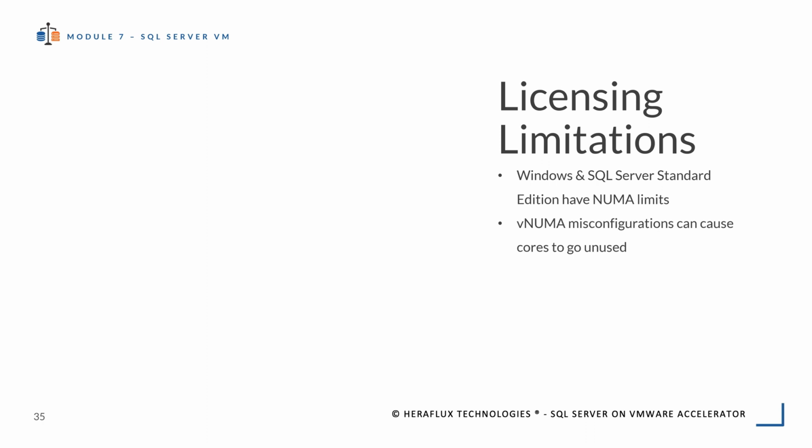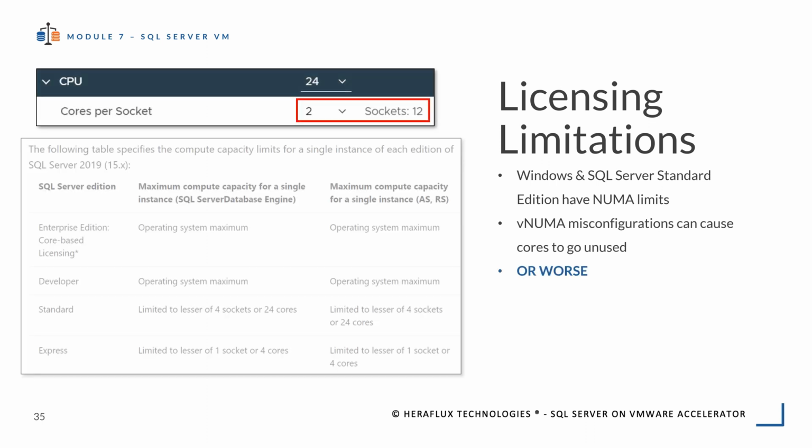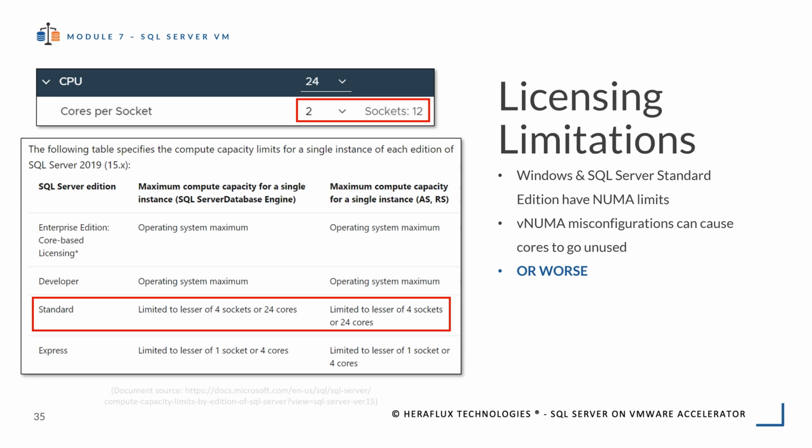Yet another reason why vNUMA is so important is that your SQL Server and Operating System Edition might have some limitations in the number of sockets they can address. Both Windows Server and SQL Server Standard Edition, as of the latest versions, have limitations where they cannot address more than 4 sockets worth of CPU cores or a maximum of 24 CPU cores, whichever is lower. Let's think about that for a minute.